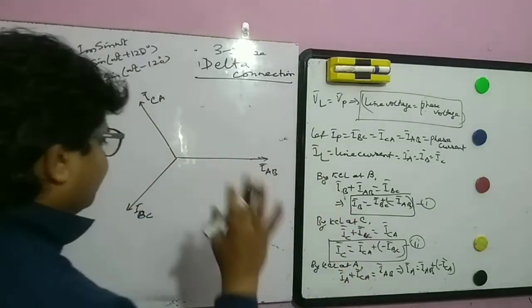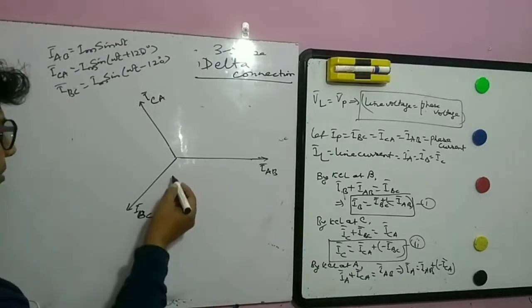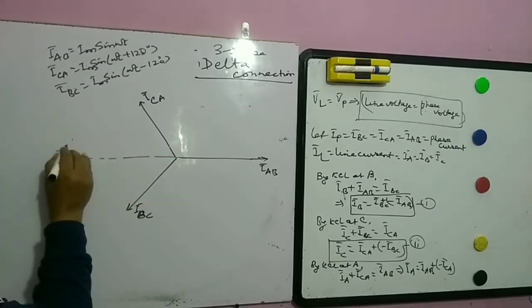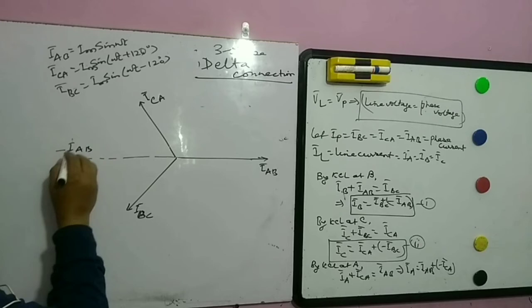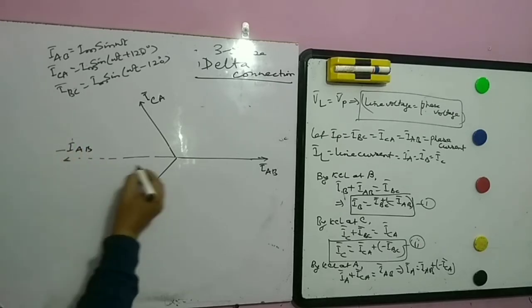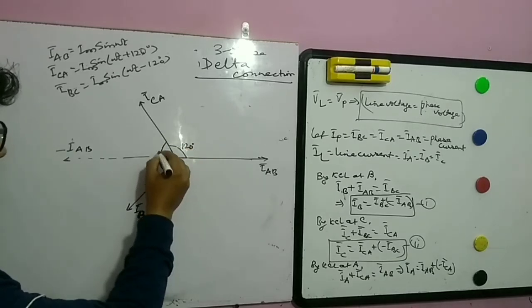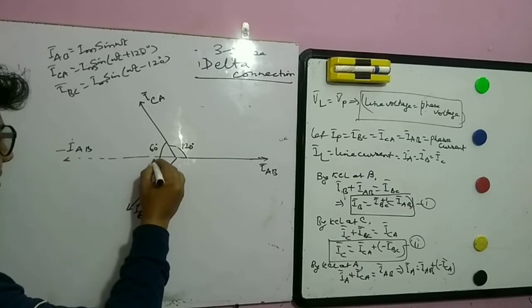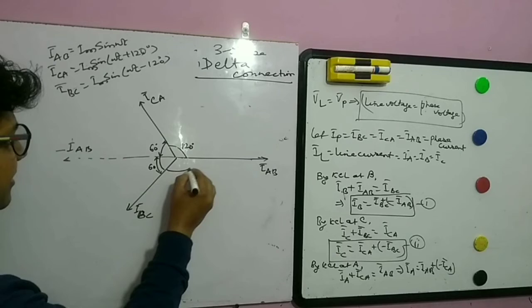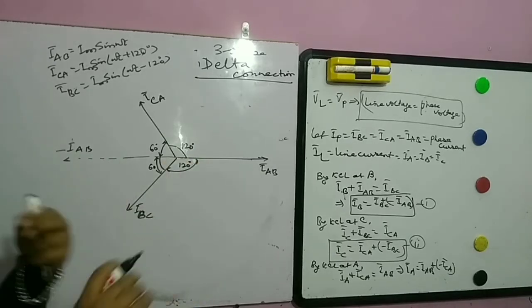First we have to find out IB. IB is the phasor sum of IBC and minus of IAB. So IBC and minus of IAB. So this we can draw, this is minus of IAB, right? Fine. Because this is 120 degree, and this is again 120 degree, so this will be 60 and 60, right? And 60 and 60. And this is 120 degree. So we are getting 120 degree.